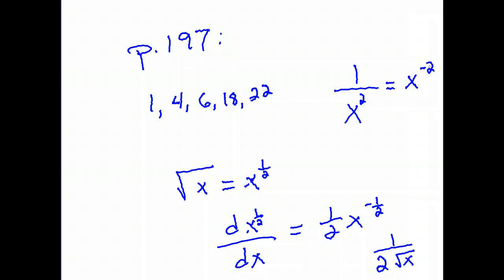And why do we want to write this as x to the negative second or x to the 1/2? Well, because then you can use your rule of x to the n. When you take the derivative, you get n times x to the n minus 1. So give those 5 problems a shot before you come into class tomorrow, and we'll continue learning some more techniques of differentiation.